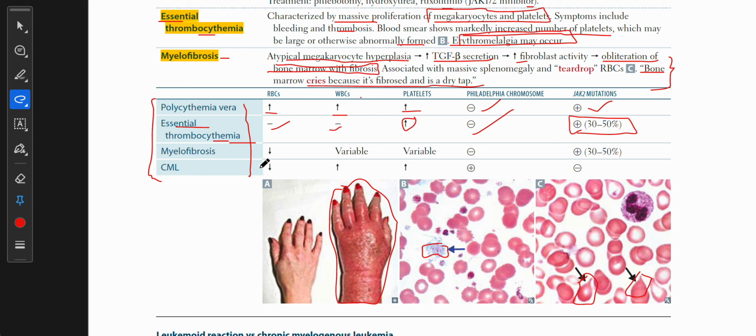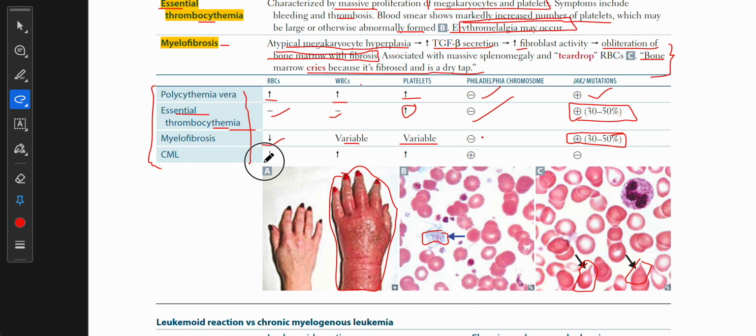of cases. In myelofibrosis, RBCs are decreased due to dry tap, obviously the fibrosis in the bone marrow. WBCs are variable, platelets are variable. So Philadelphia chromosome negative, but Janus kinase 2 mutation is positive in 30 to 50% of cases. And in CML, that is chronic myelogenous leukemia, RBCs decrease obviously, WBCs increase, and platelets will also be increased. The Philadelphia chromosome is positive, but Janus kinase mutation is negative. You have to remember all this.